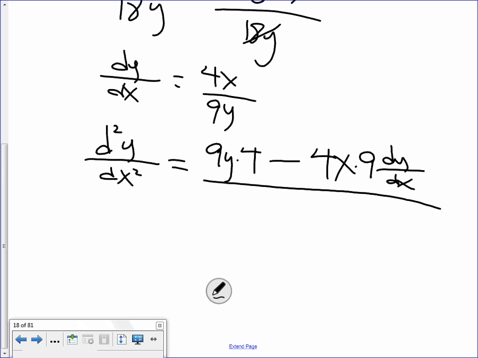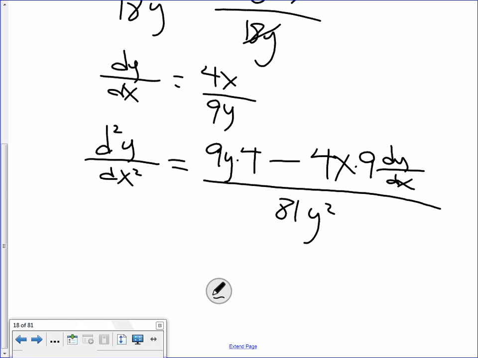81y squared. If you don't put parentheses, you have to write 81y squared, or else you have to write the 9y in parentheses. Like if you just write a 9y squared, and in your head you're thinking, I know I'm squaring the whole thing. Nope. You either use parentheses or you square it out. Those are the only choices.